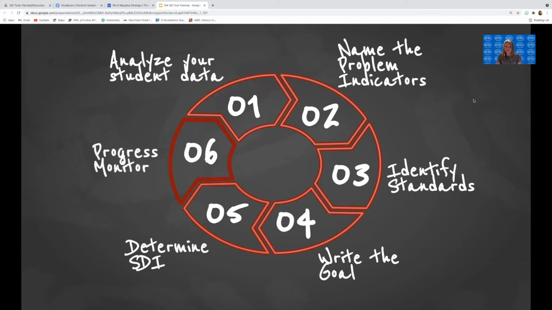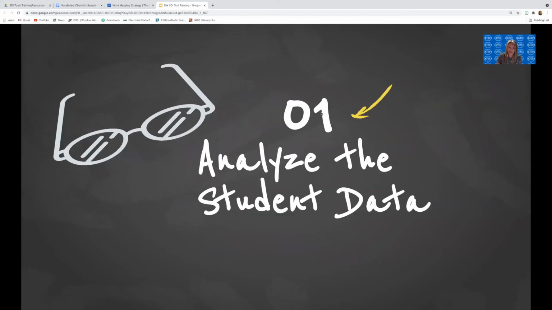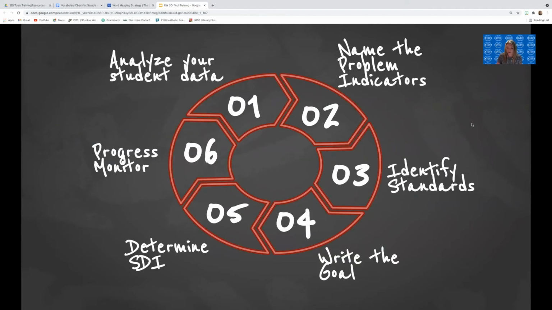And we made this a cyclical visual because then you start over. After you progress monitor, you analyze that data, your progress monitoring data, and see, are they making progress? Do you need to back up? Have they mastered that? Do you need to go on to something else? Make it a little bit more difficult. So those are the things that you go through.